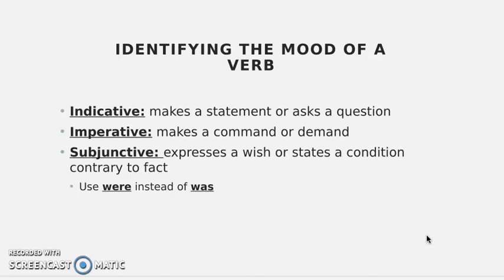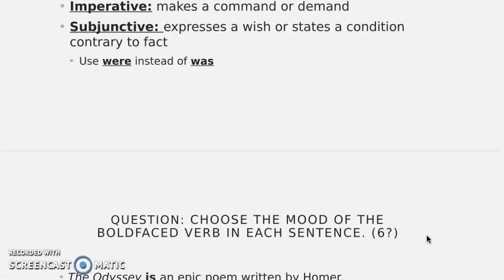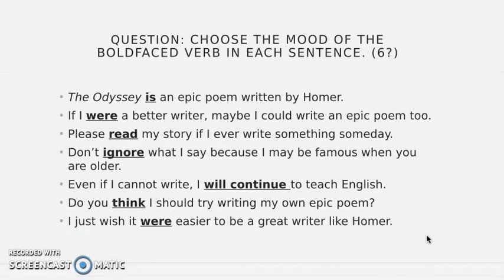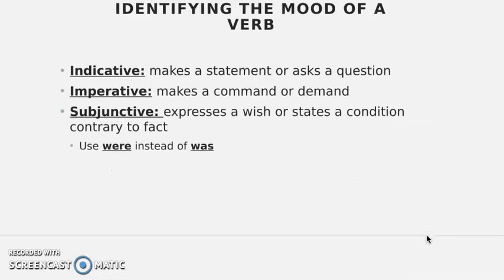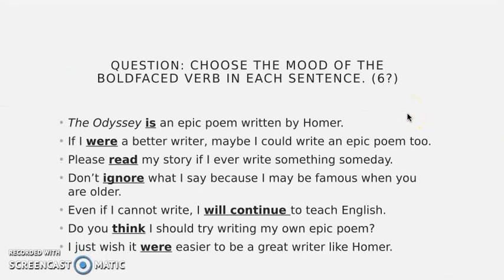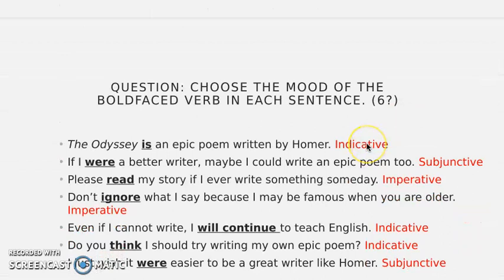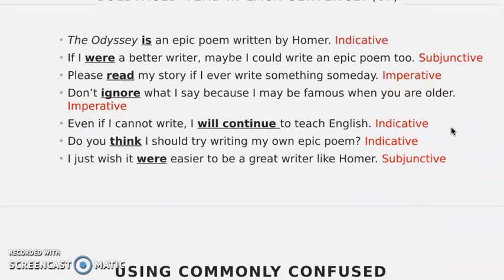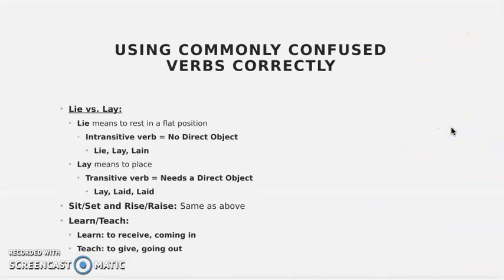So with these practice problems, we can look here and decide with this first sentence, the Odyssey is an epic poem written by Homer. So with that, am I talking indicative? Am I making a statement? Am I making a command? Or am I expressing a wish? Well, I would say with this simple, basic, straightforward sentence, I am looking at indicative. Okay, making a statement. Go through and practice on your own with those as well.